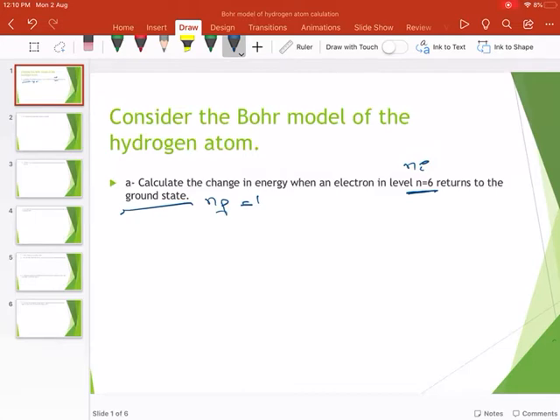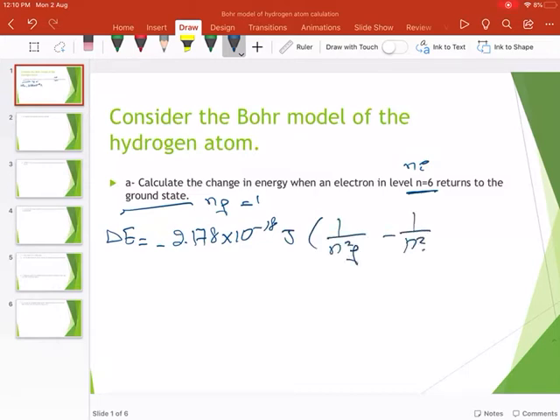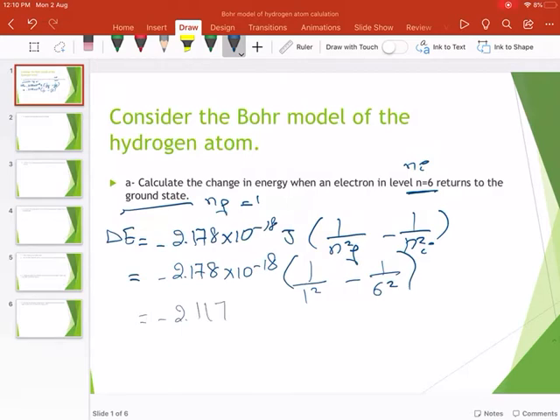According to the Bohr model of the hydrogen atom, the formula for the energy is delta E equals minus 2.178 times 10 negative 18 joule, times 1 over n squared final minus 1 over n squared initial. So, simple substitution: minus 2.178 times 10 negative 18, times 1 over 1 squared minus 1 over 6 squared. The final answer is minus 2.117 times 10 negative 18, and the unit is joule.